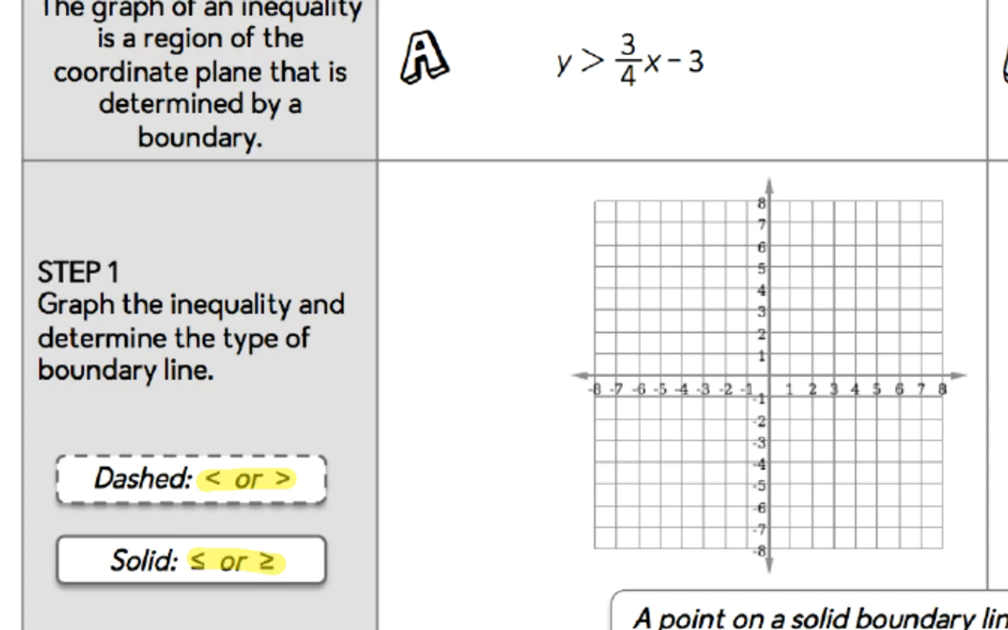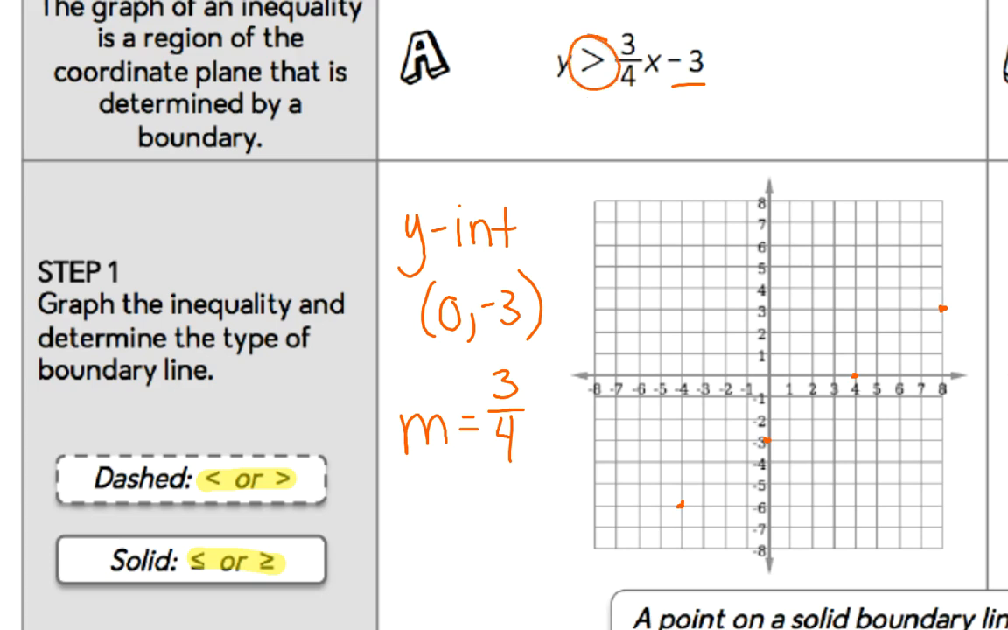For this function that we have right here, we know that the y-intercept of that equation is (0, -3), and we know that our slope is 3/4. So I'm going to use that to make my line. Here's -3. I'm going to go up 3/4. You can do that a couple times to get a feel for what the line looks like. You can also go backwards 3/4. For this one, I can see that it has a greater than symbol, so I am going to do a dashed line through those points.